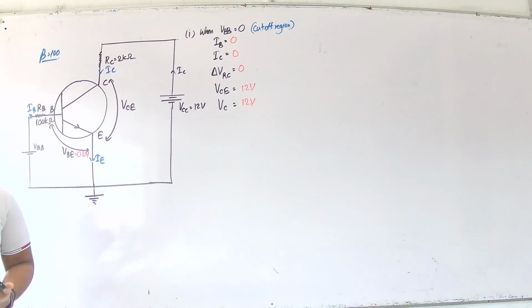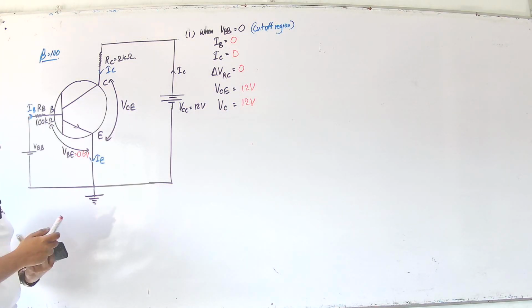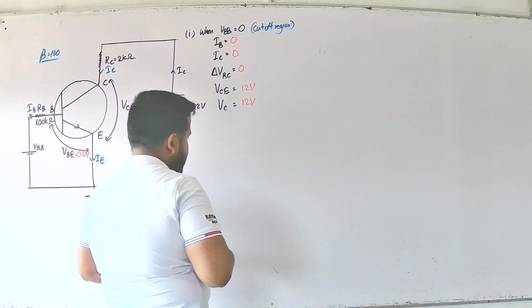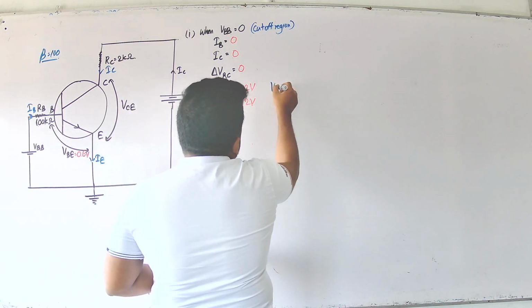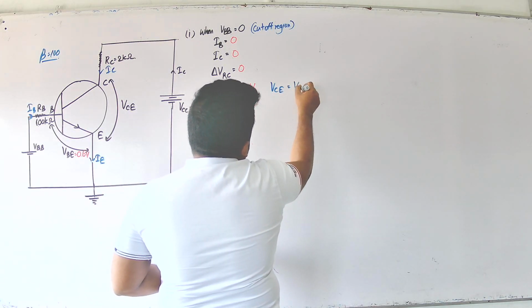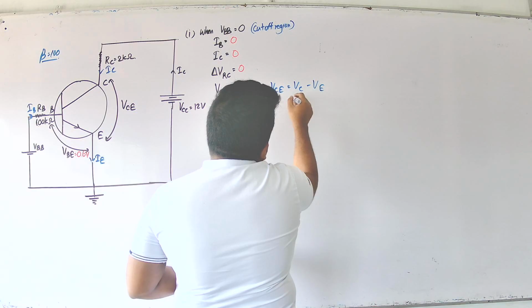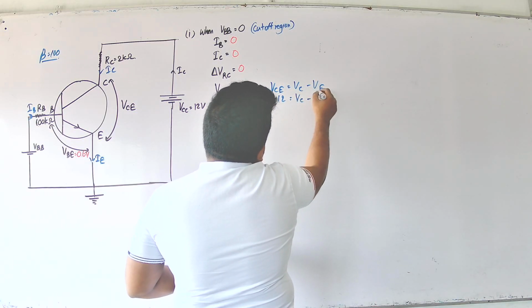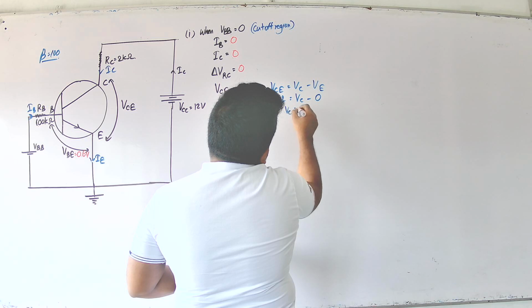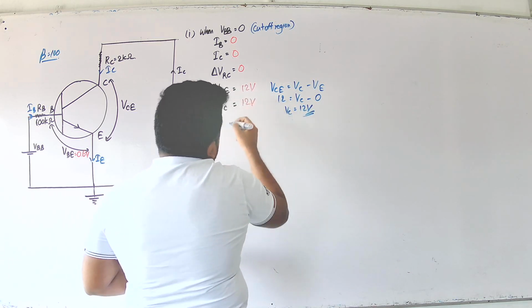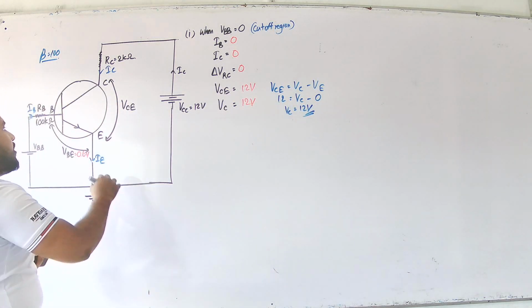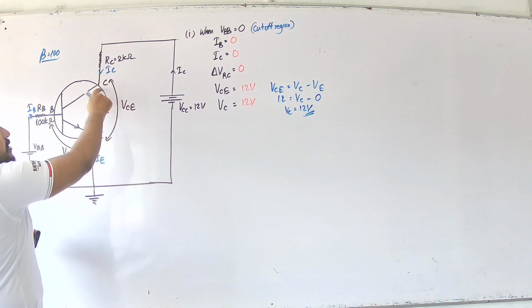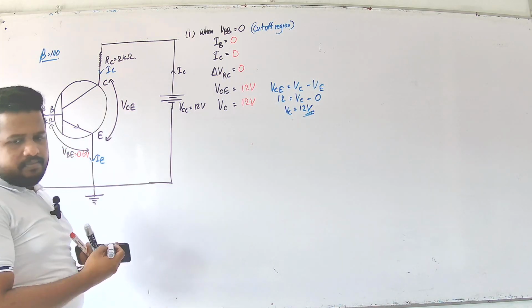Right? VCE means VC minus VE. VC is 12, VE is 0, so VCE equals 12. If we take it relative to earth, the value here is 12. Okay.